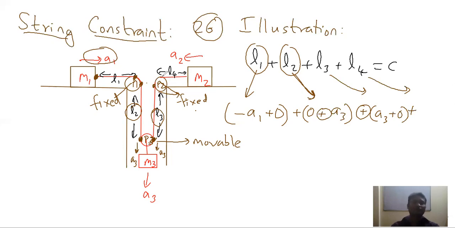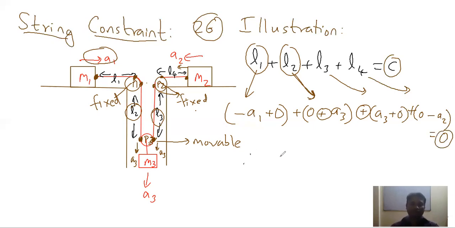Finally, let us consider length L4. This point here is fixed, so 0, and plus this other point. This point moves to the left direction, so acceleration A2 will come out to be negative because it leads to a decrease in length. Now, finally, the derivative of a constant is 0, so we will equate this to 0.